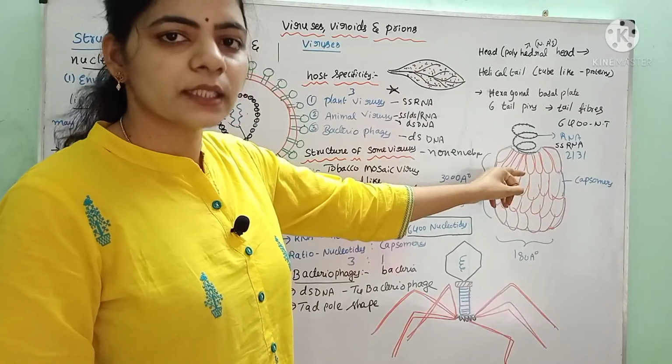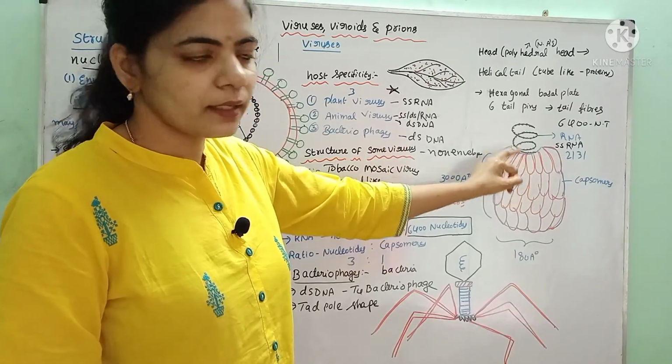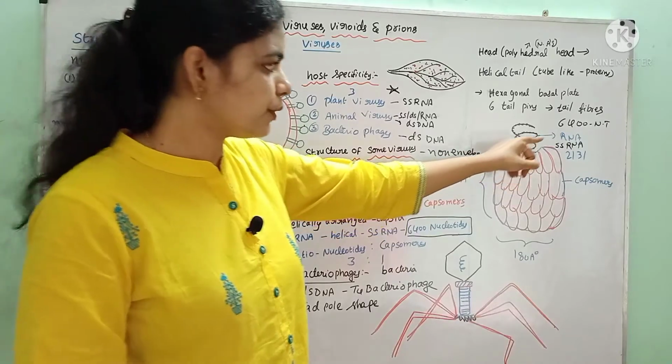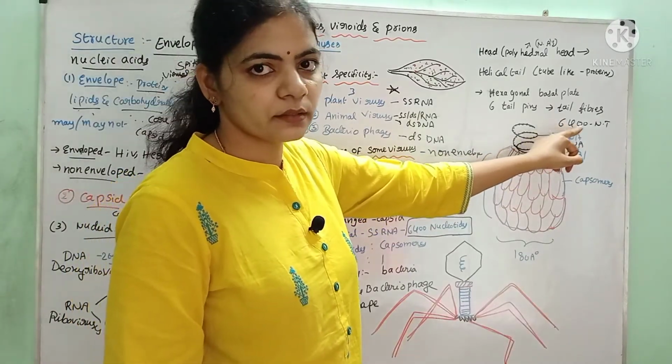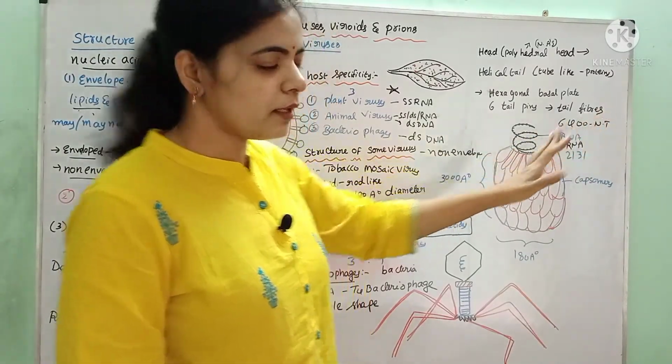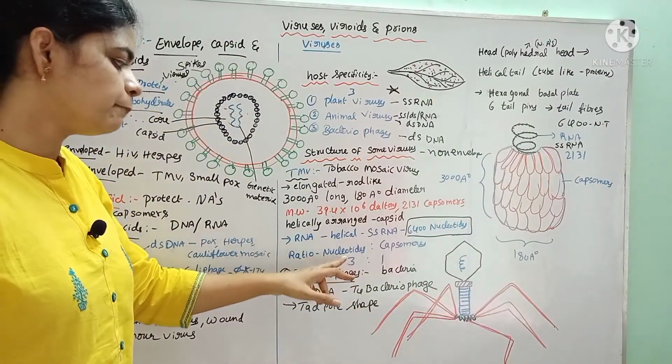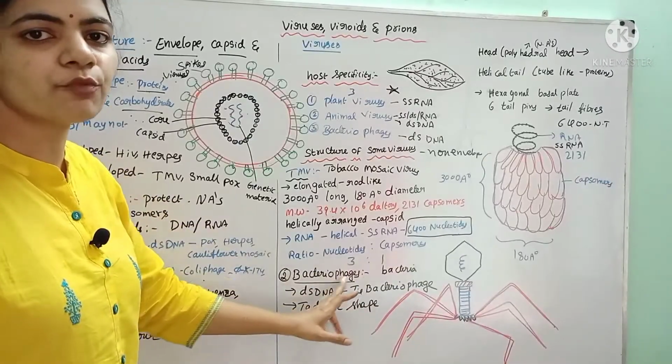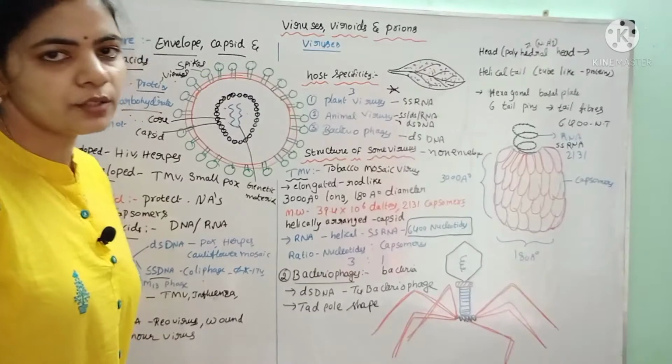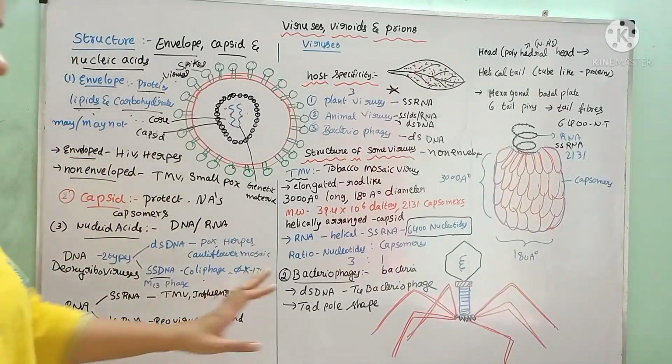In the core, there is a helically arranged single-stranded RNA, which contains a total of 6400 nucleotides. If you see the ratio of nucleotides to capsomeres, it is 3:1. This is about the tobacco mosaic virus. This is enough for you.